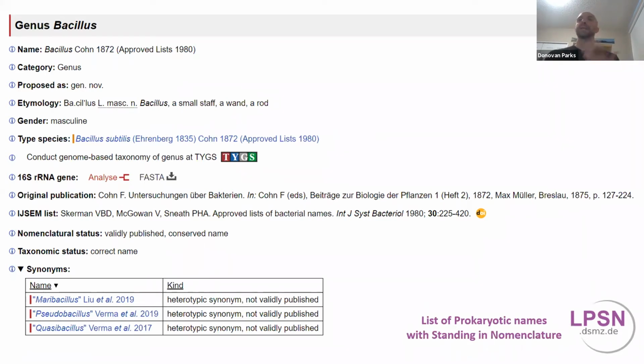So where do you actually get this information if you need to apply these rules? There are a few different sources, but I think by far the most commonly consulted source in our field is the List of Prokaryotic names with Standing in Nomenclature, or LPSN. This is a website you can go visit. What I'm showing you here is a screen grab directly from their website for Bacillus. And as you can see, it contains a lot of information.